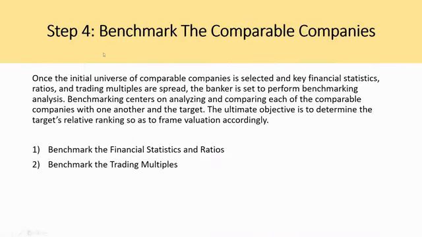So now step 4, we benchmark the comparable companies. Once the initial universe of comparable companies is selected and key financial statistics, ratios, and trading multiples are spread, the banker is set to perform benchmarking analysis. Benchmarking centers on analyzing and comparing each of the comparable companies with one another and the target. The ultimate objective is to determine the target's relative ranking so as to frame valuation accordingly. So you benchmark the financial statistics and ratios, and then you benchmark the trading multiples.